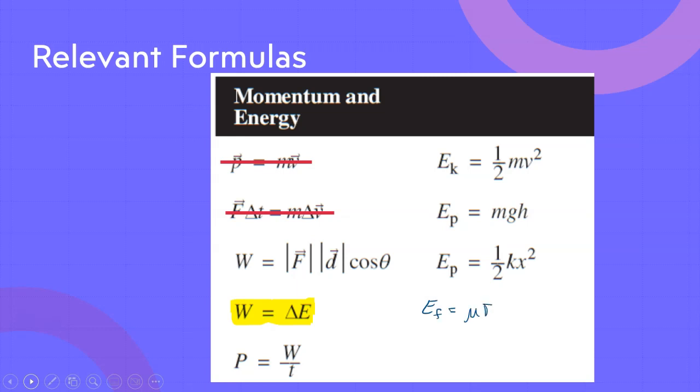Right? If we're talking about how much energy is lost due to friction, as kind of that thermal store, well, we'll say that that energy is equal to the coefficient of friction times the normal force times the distance, which is really just force multiplied by distance, because the coefficient of friction times normal force is the force of friction.